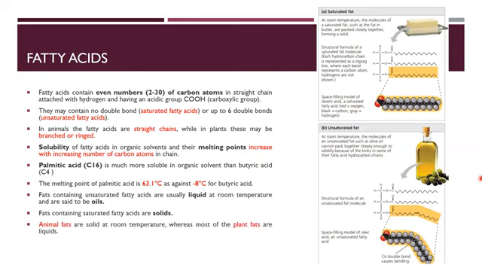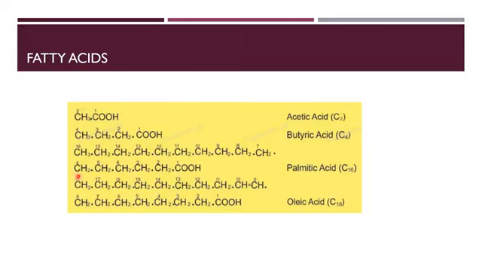Now you can see here the formulas of the acetic acid, that is 2 carbon, butyric acid is 4 carbon, palmitic acid is 16 carbon. So you can see here there is no double bond up to the palmitic acid. Okay, so that's why these are all saturated.